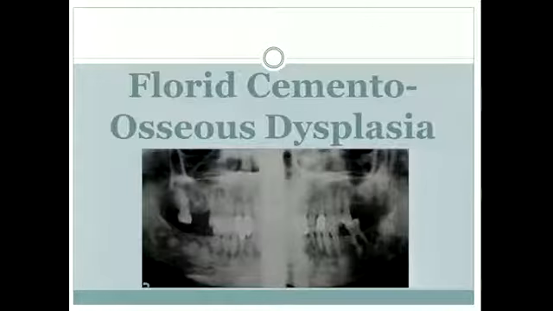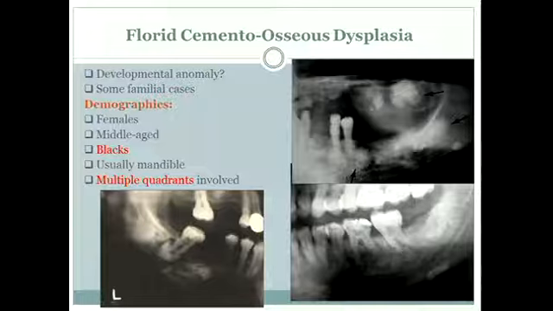Okay, so florid cemento-osseous dysplasia. You can see this patient in all four quadrants has that same appearance. It almost looks like cotton balls, if you will, in all the different areas. They all have radiolucencies, and they have opacities within it. And so for these patients, now you can see the demographic shifted a little bit. Again, it's still females, more likely, middle-aged, blacks, and it's in all four quadrants.